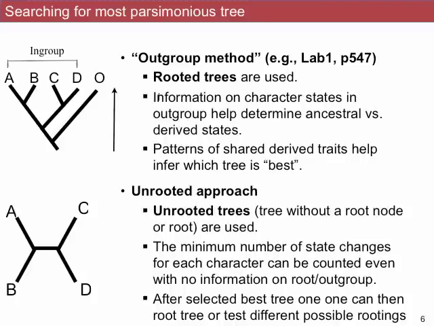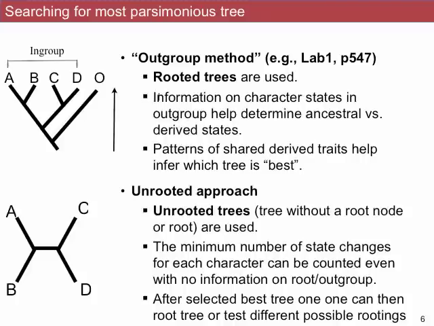One of the things you do when you do this approach is you build rooted trees, and then you identify an outgroup, and you use information about the outgroup, in particular the character states in the outgroup, to tell you which of the character states in your in-group are ancestral and which are derived. And this can be very useful for many reasons, but it is making a very large assumption. And that assumption is that the character state in the outgroup has not changed. That is, the outgroup somehow has these ancestral character states.